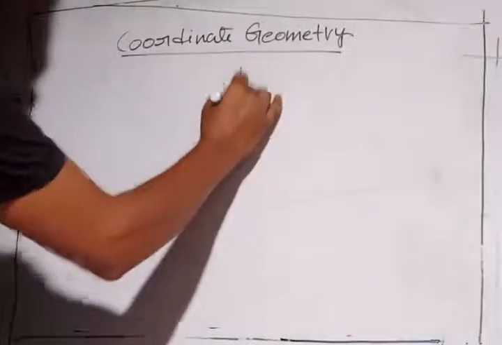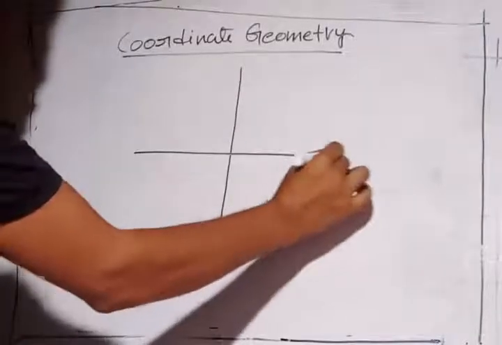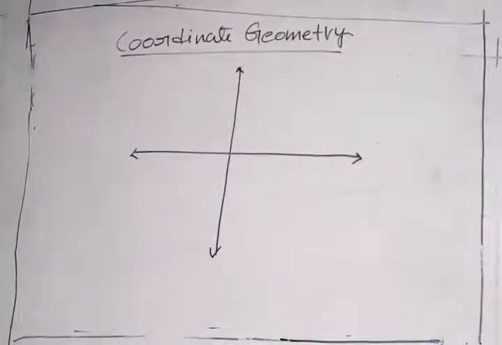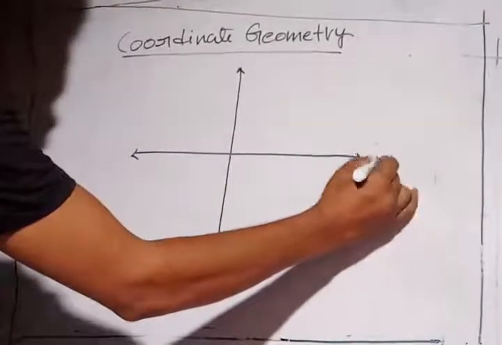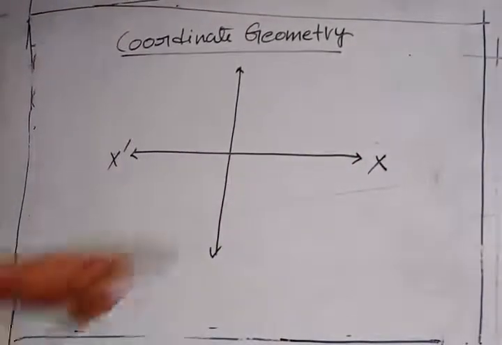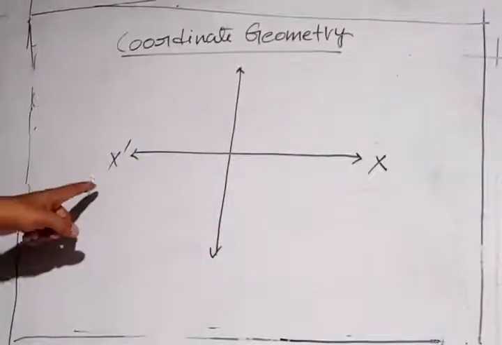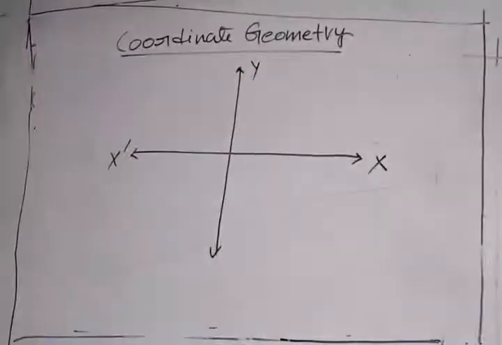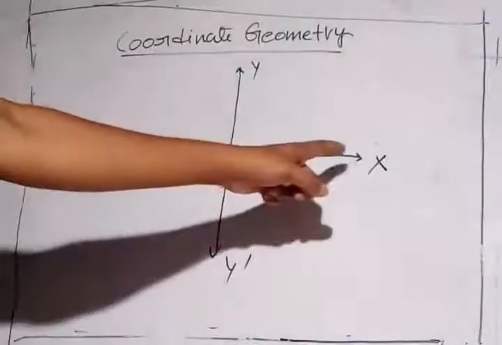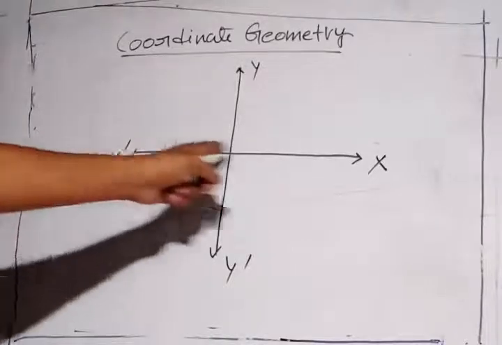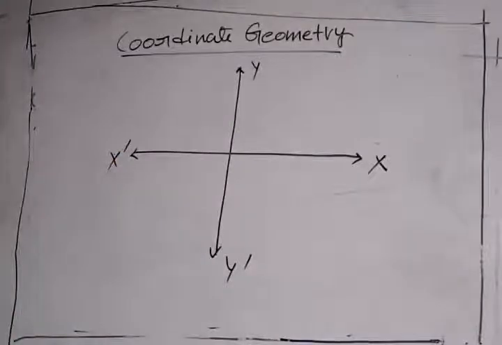Suppose you have this. This is your graph paper. Here it is called x-axis, and this side it is x, here it is x dash, and the upper one is called y, and downside it is called y dash. This axis is called x-axis, this is called y-axis. Two axes are there, this is x-axis, this is y-axis.